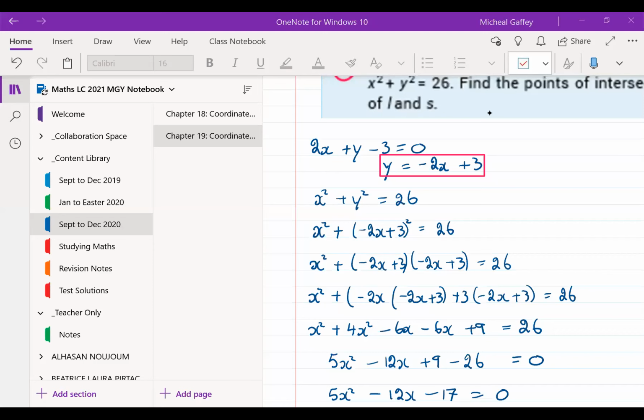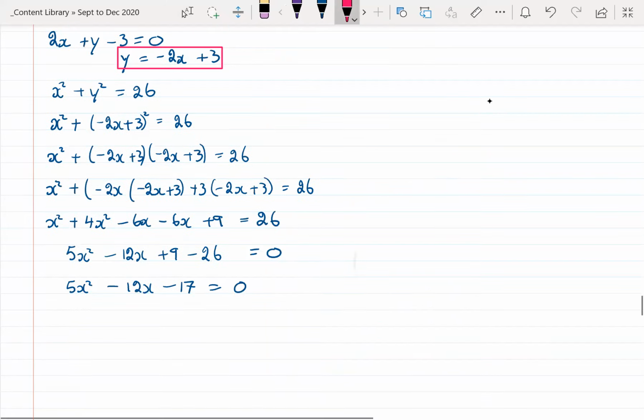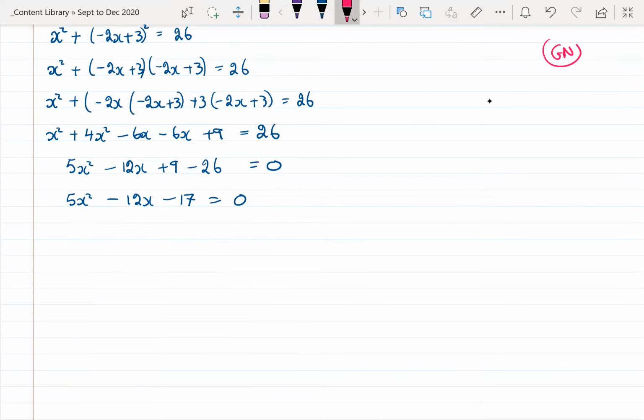Okay, guys, I did my check there. Always good to check your work as you're going, in case you made a mistake or anything. And this is fine. There's no mistake there. So the guide number is the number in front of x squared multiplied by this number, which gives us -85. So that's the guide number.